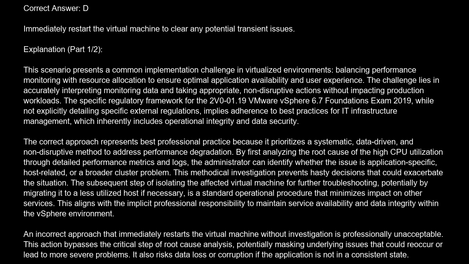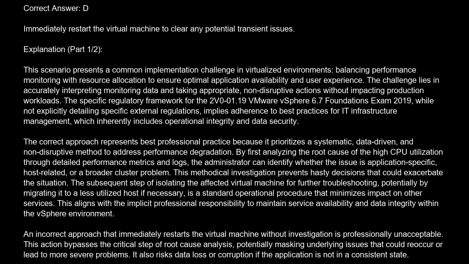By first analyzing the root cause of the high CPU utilization through detailed performance metrics and logs, the administrator can identify whether the issue is application-specific, host-related, or a broader cluster problem. This methodical investigation prevents hasty decisions that could exacerbate the situation.